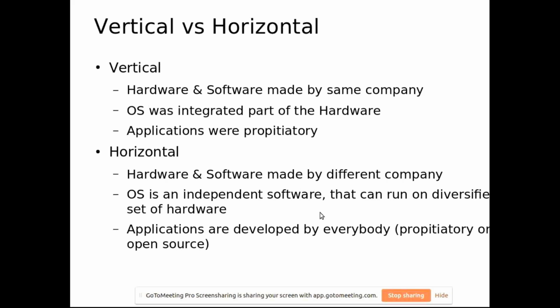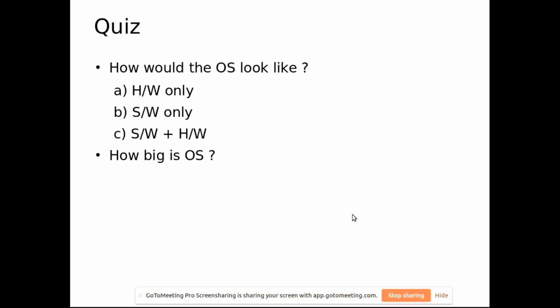So how does an OS look? Is it hardware only, software only, or hardware and software? It's software and hardware. How big is the OS? It can range from KBs to MBs or to GBs also. It depends on what modules you are taking into the OS, all the packages and all the software that you have installed. That is the main factor.